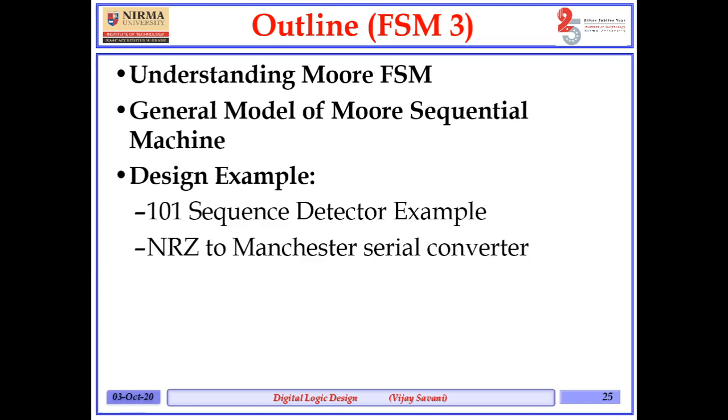To get into the inside of design steps which are involved in the Moore-based FSM, we will try to cover two examples. The first example that we will discuss is again the same example, which is a 101 sequence detector with overlapping pattern, but this time the FSM would be a Moore-based FSM. Once we complete this, we will see another example, which is NRZ to Manchester serial code converter, which basically converts your NRZ binary input stream into the Manchester output serial stream.